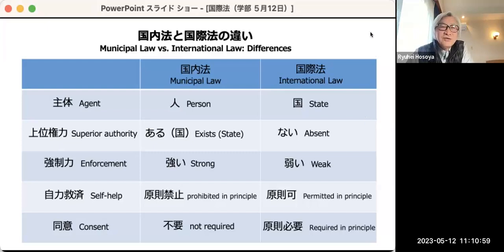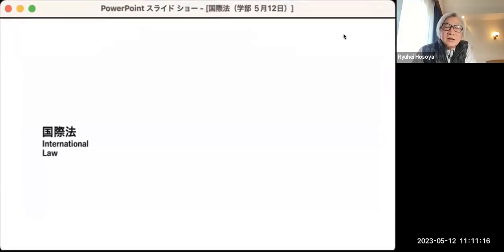Now, the next question, we're coming to the next most important question, which relates to what I'm going to ask you to do next week and the week after, which is as an extension of the differences. Now hold on, before that, sorry, I skipped one important page here. We're going to look into a little bit of the specifics of international law. What does international law consist of?